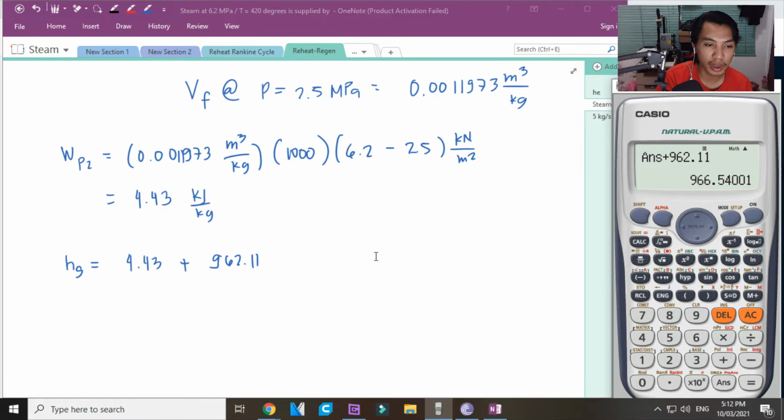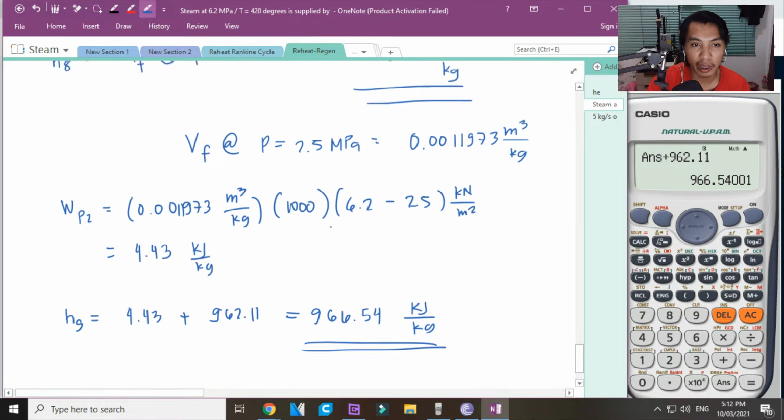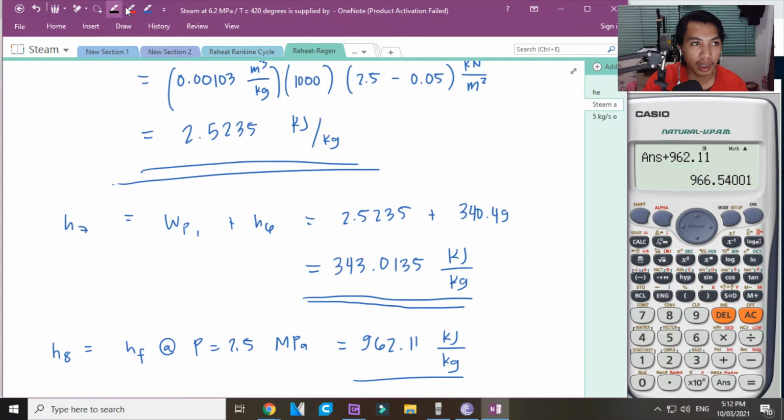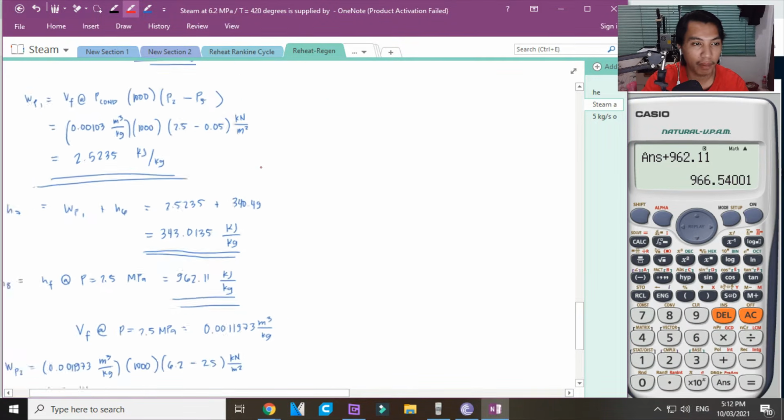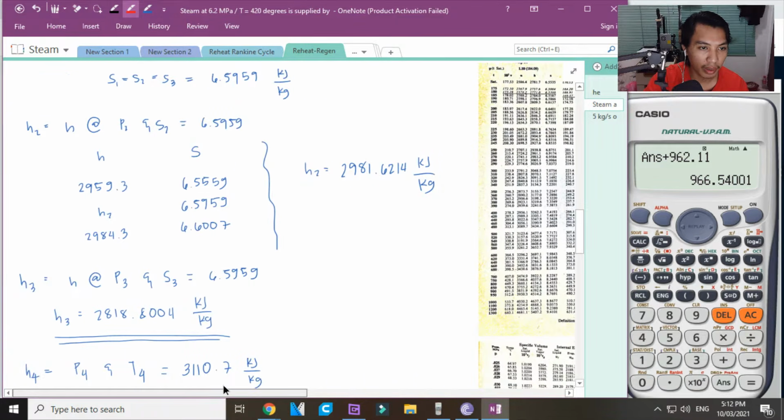966 equal to 966.54 kilojoule per kilogram. So we now have all the enthalpies. Okay, markahan natin ng pula. Lahat ng enthalpy natin. Okay.